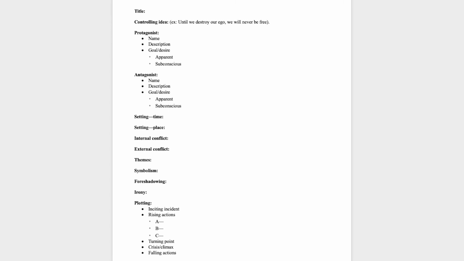Then the rising action. I've broken the rising action down into 3 parts to keep it very concise and broad, right? What does the protagonist try initially, and how does it fail? Then how do they reconsider and try again? And then what's the third thing that they try, right? So each one escalates. It shouldn't be of equal value.